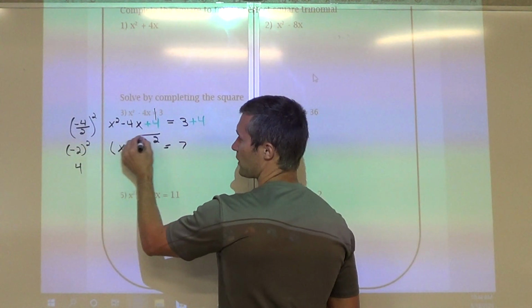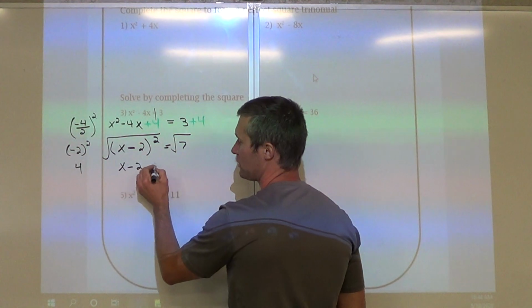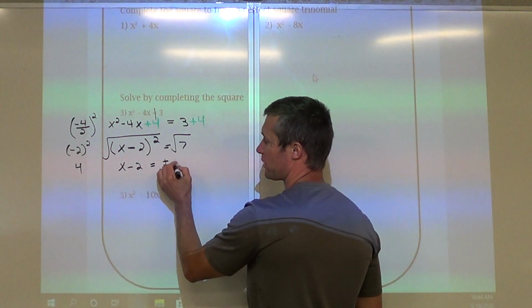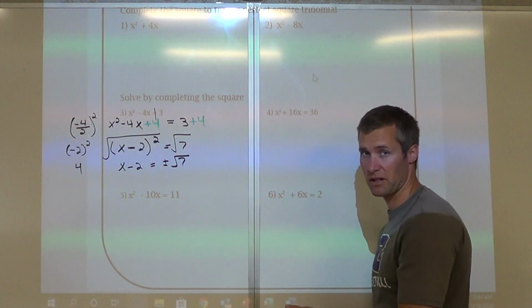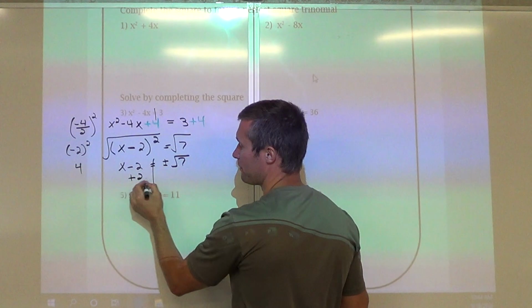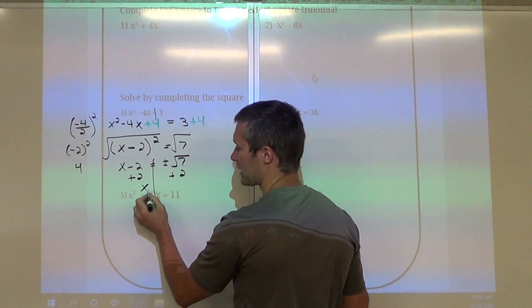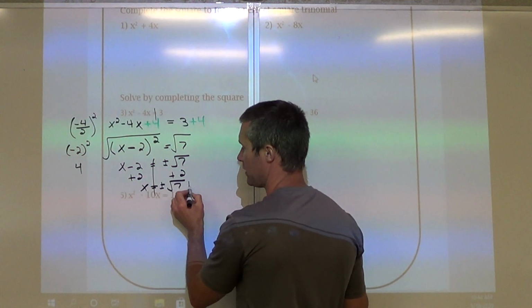And then we take the square root of both sides. So that's x minus 2 equals, anytime we take the square root, plus or minus the square root of 7. I can't take the square root of 7, as it won't give me a whole number, so we're just going to leave it in radical form. And then we add 2. So x is equal to plus or minus the square root of 7 plus 2.